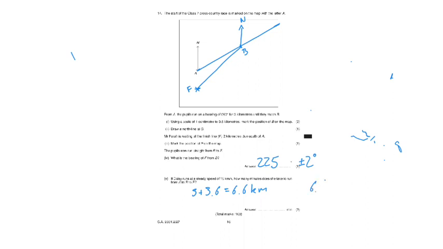is distance divided by speed, so 6.6 divided by 15 is 0.44 hours, which if I times by 60 is going to give me a number of minutes, which is 26.4 minutes, so I'm going to call that 26 minutes, or I can use my fancy button that we learnt earlier and said that's 26 minutes and 24 seconds. Okay, but 26 minutes would be close enough.